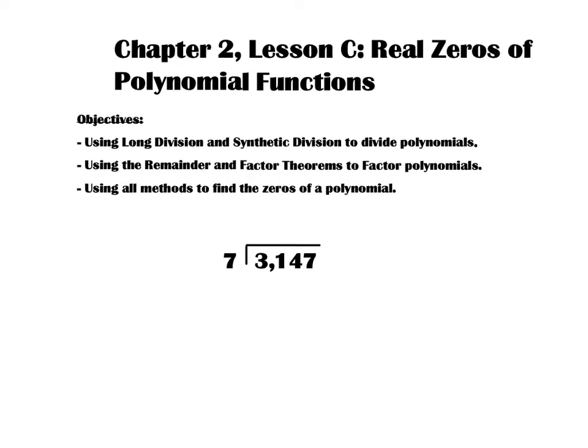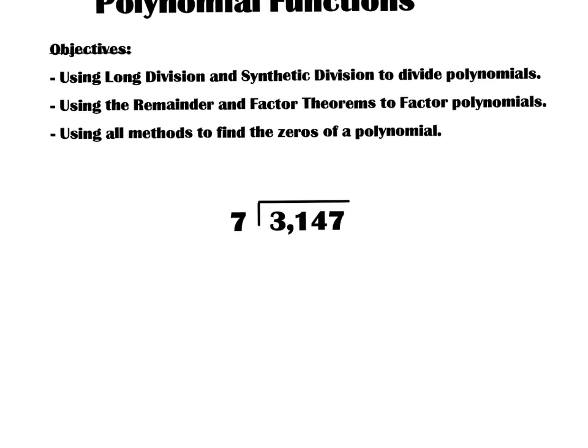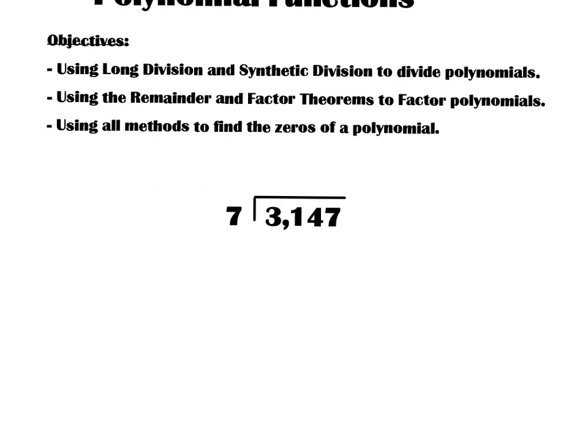zeros. So in order to do some long division, I thought I'd go over the old school long division method of dividing numbers. So let's do an example here. Let's divide 7 into 3,147.